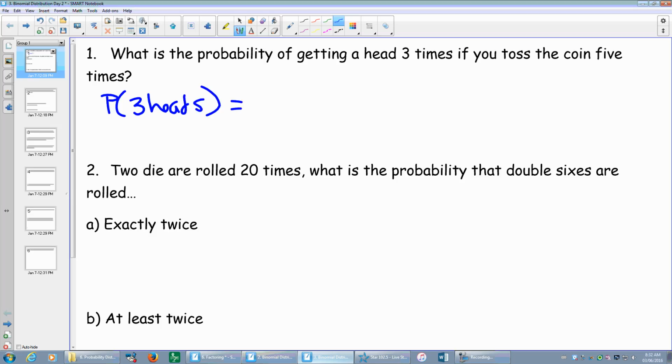is equal to, well, n is the number of times that you toss the coin, which is 5. k is the number of times that you are successful.